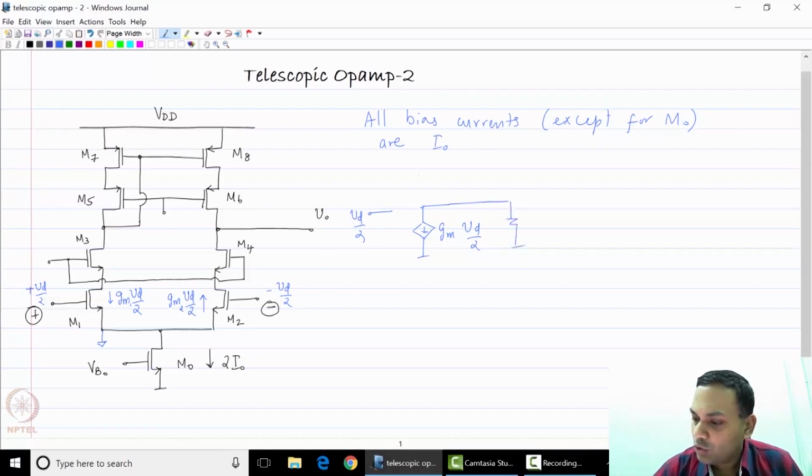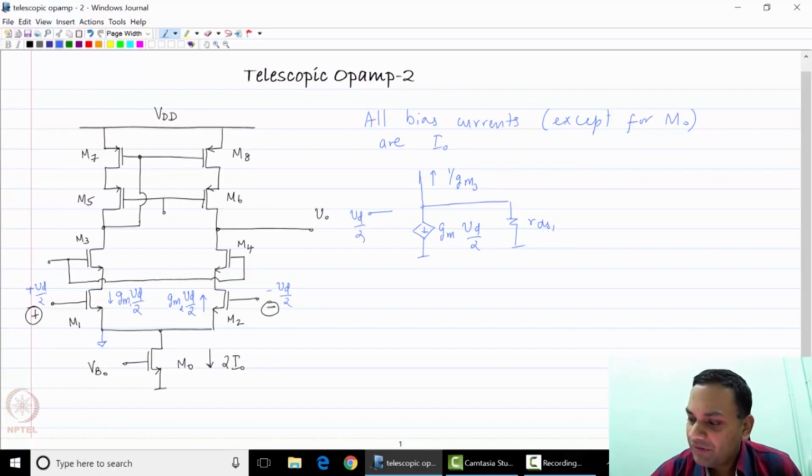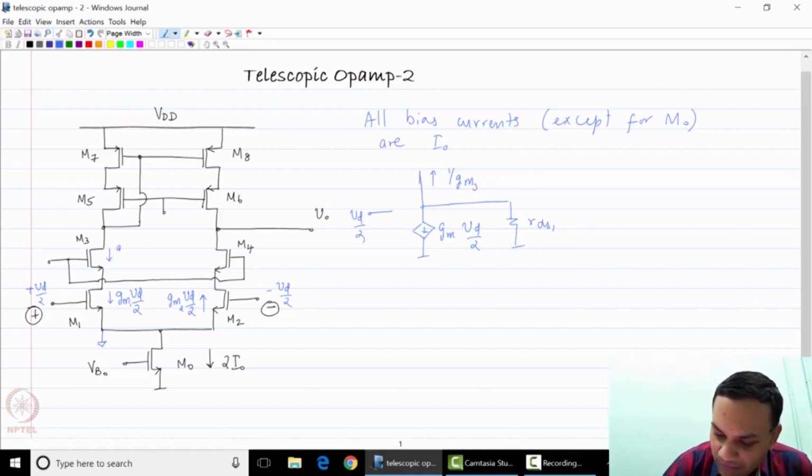So this current can flow through two paths. The first path is through RDS1 itself. The second path is upwards into transistor M3. For that I need to find the impedance looking upwards through the drain into the source of M3. This impedance happens to be very close to 1 over Gm3. So most of this current flows through transistor M3. Therefore, we can say that this current is Gm1 Vd by 2, and so is this current.